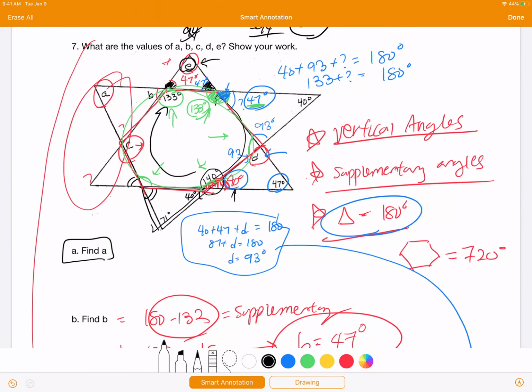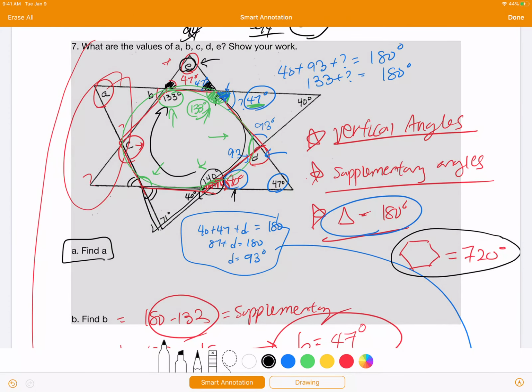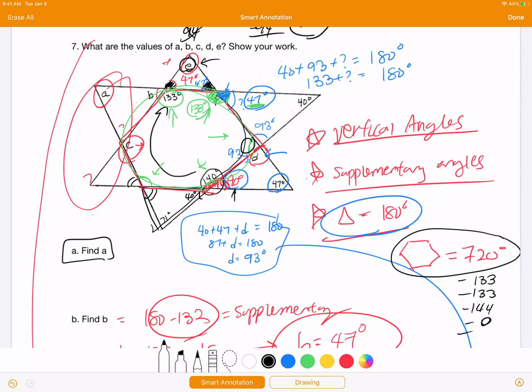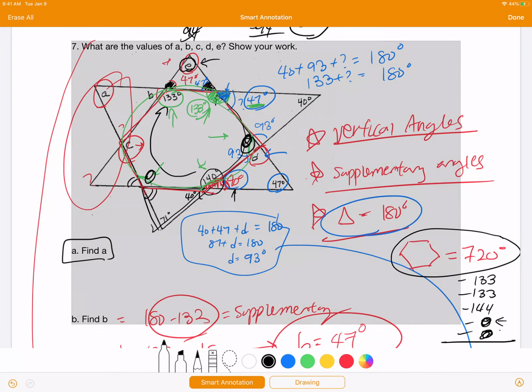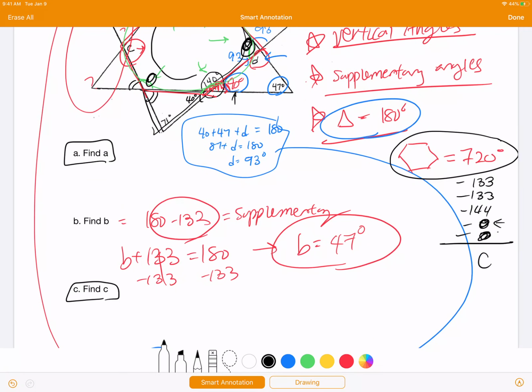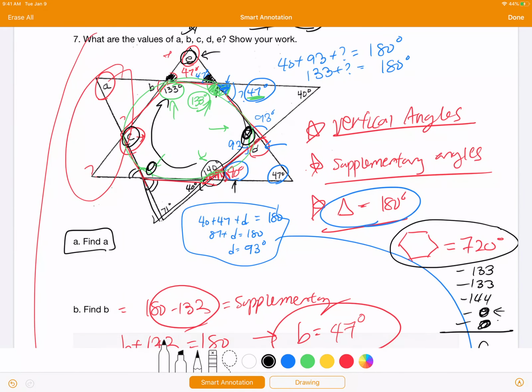720 is the total summation of all of these things combined, minus the 133, minus 133, minus this, minus 144. You just keep on subtracting them. Those are not zeros, those are your blobs here and here. And then that should give you your remaining angle, which should be the value for C. And with that, you can find the supplementary angle with B, find out A because it's 180 degrees when you add all these three things combined.